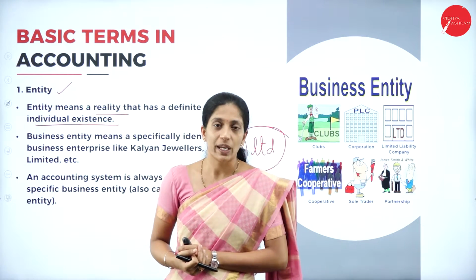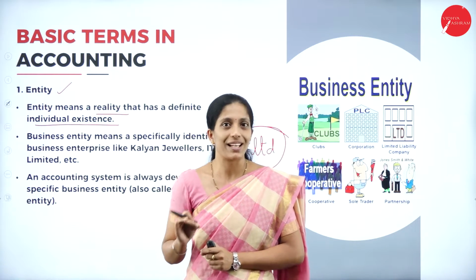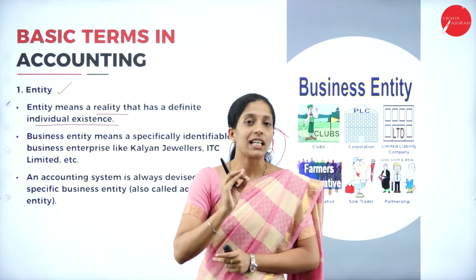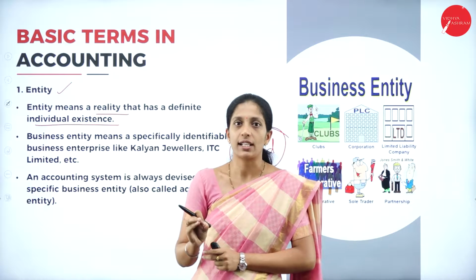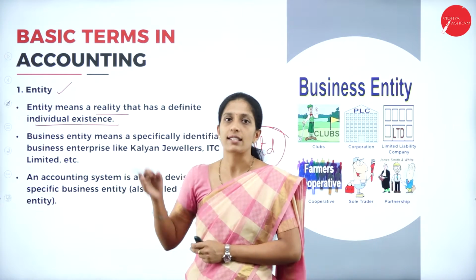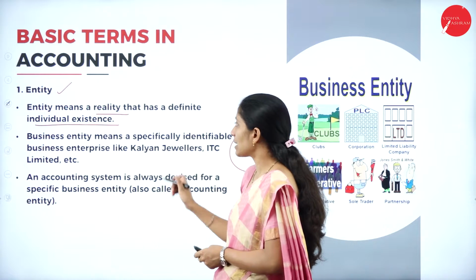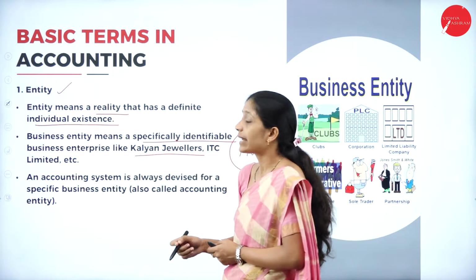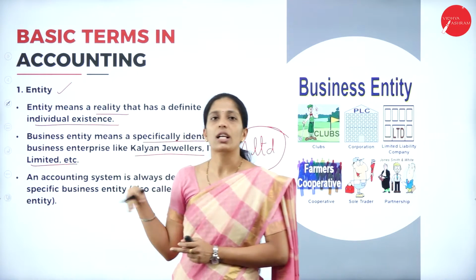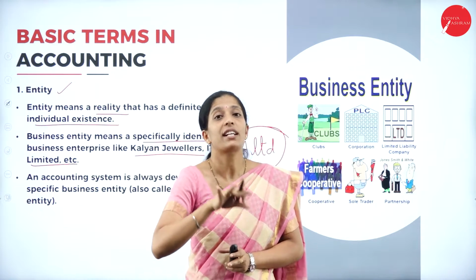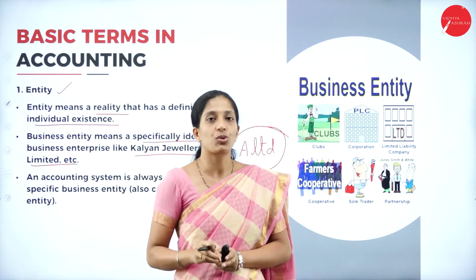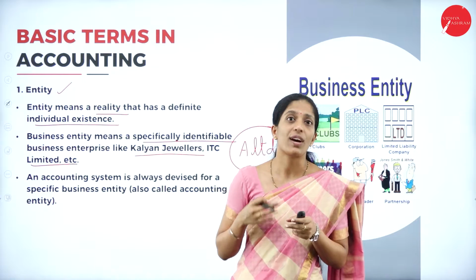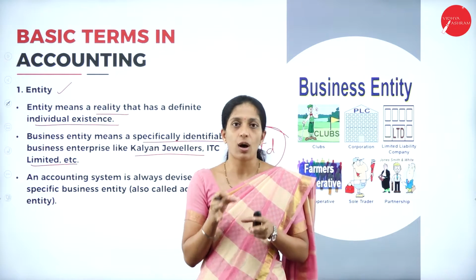Suppose you are going to speak about Infosys. We are all familiar with Infosys because it has some individual existence. Like that, an individual existence should be there in the society. Those organizations are called business entities. Business entity means a specifically identifiable business enterprise like Kalyan Jewellers, ITC Limited, etc. These are the organizations we are familiar with, and the society knows about them, and they have some individual existence. While giving an example, I can imagine a particular organization.